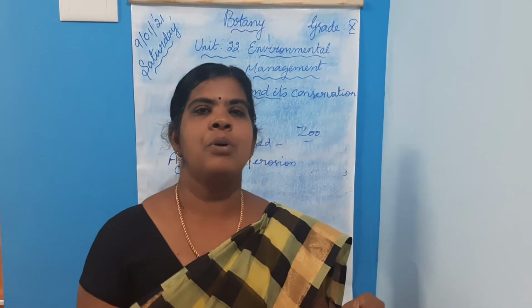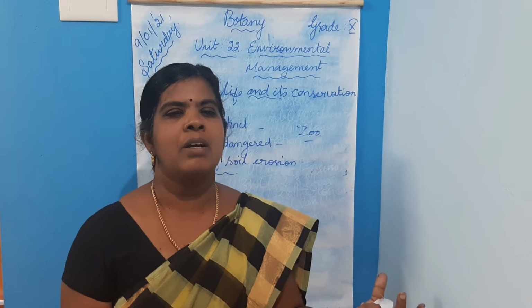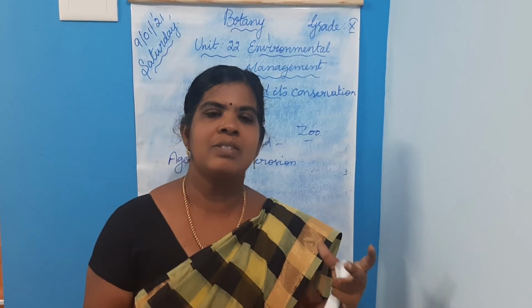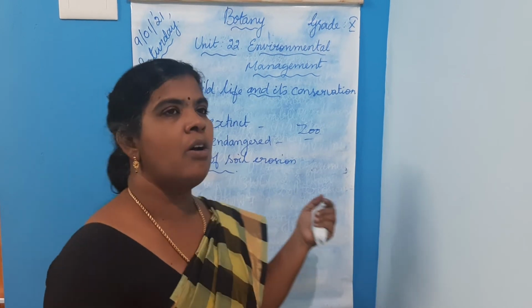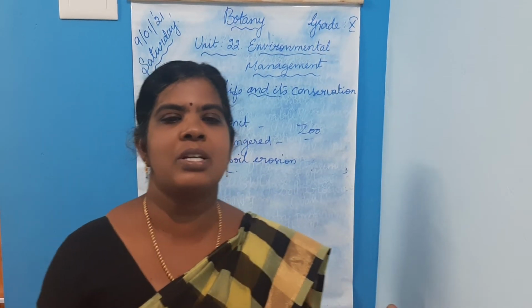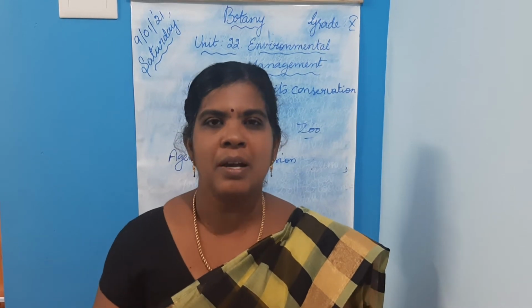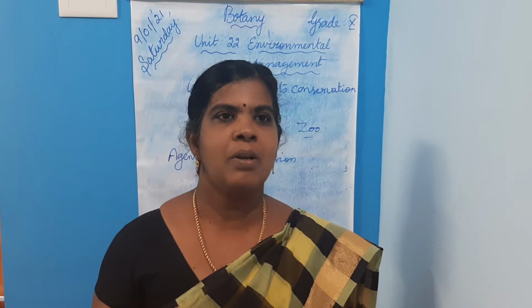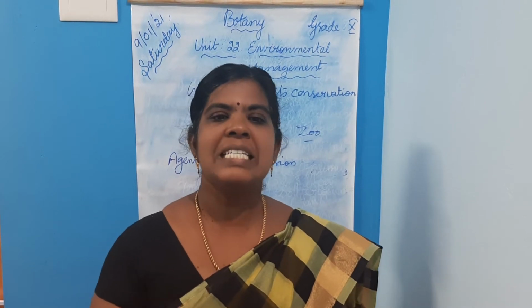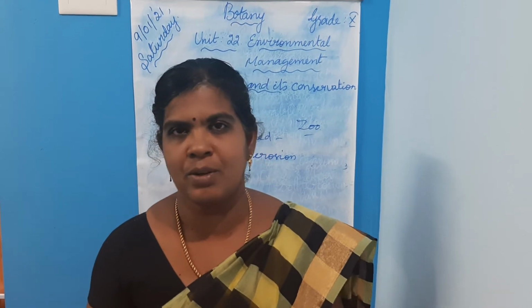Okay, now management of soil erosion. How to control soil erosion. First is retain vegetation. Plant more trees and shrubs, small plants, etc. Retain vegetation cover so that soil is not exposed out, isn't it?